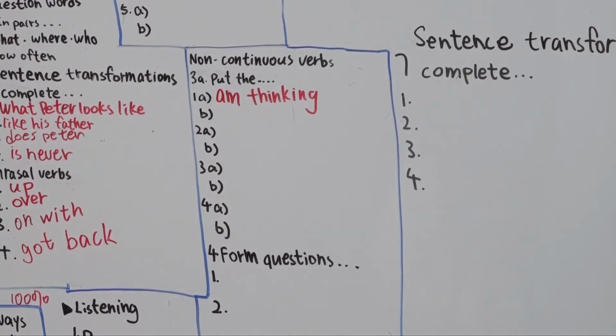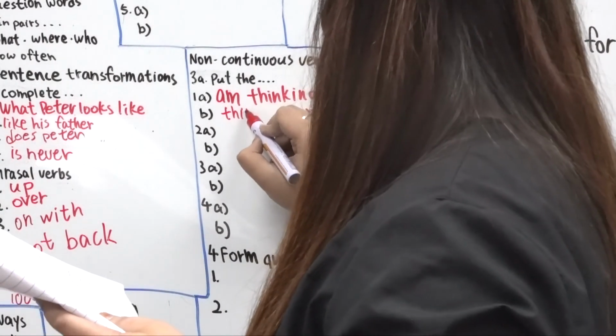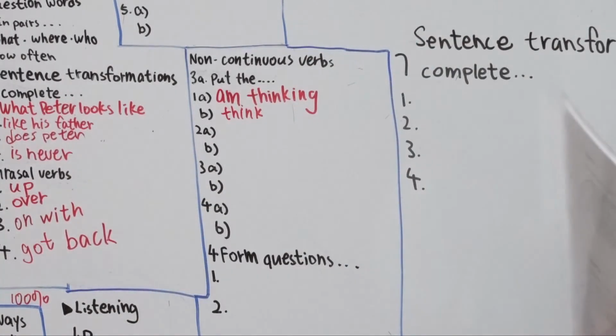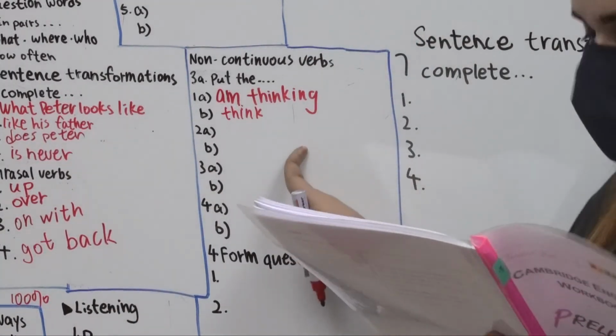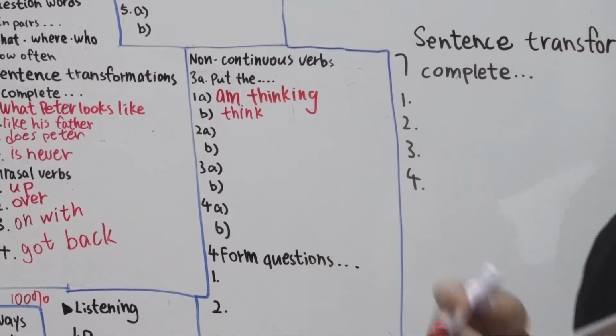B. I think what? She's 12 years old. Here "think" becomes "think". Alright, this is what a person thinks, and this is what this person is thinking about. Okay?